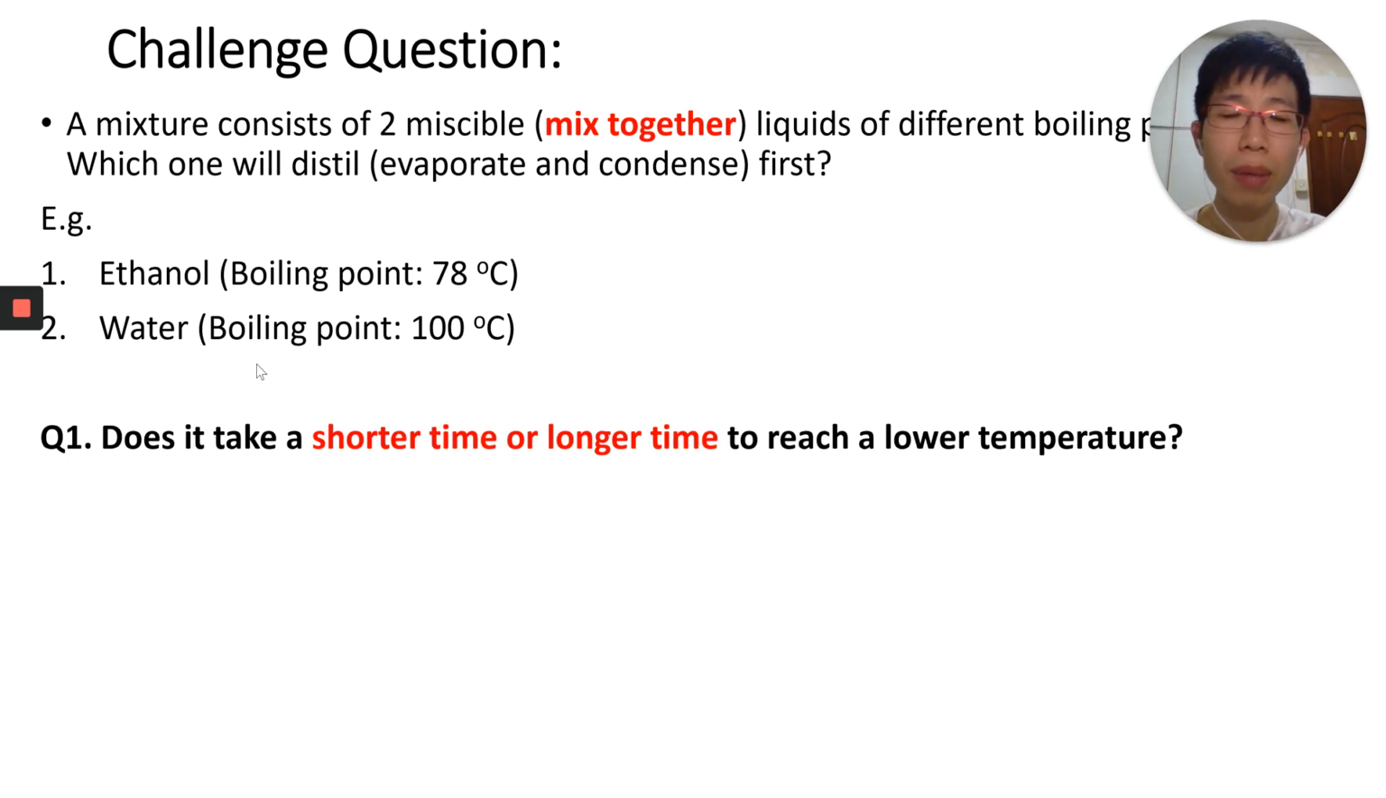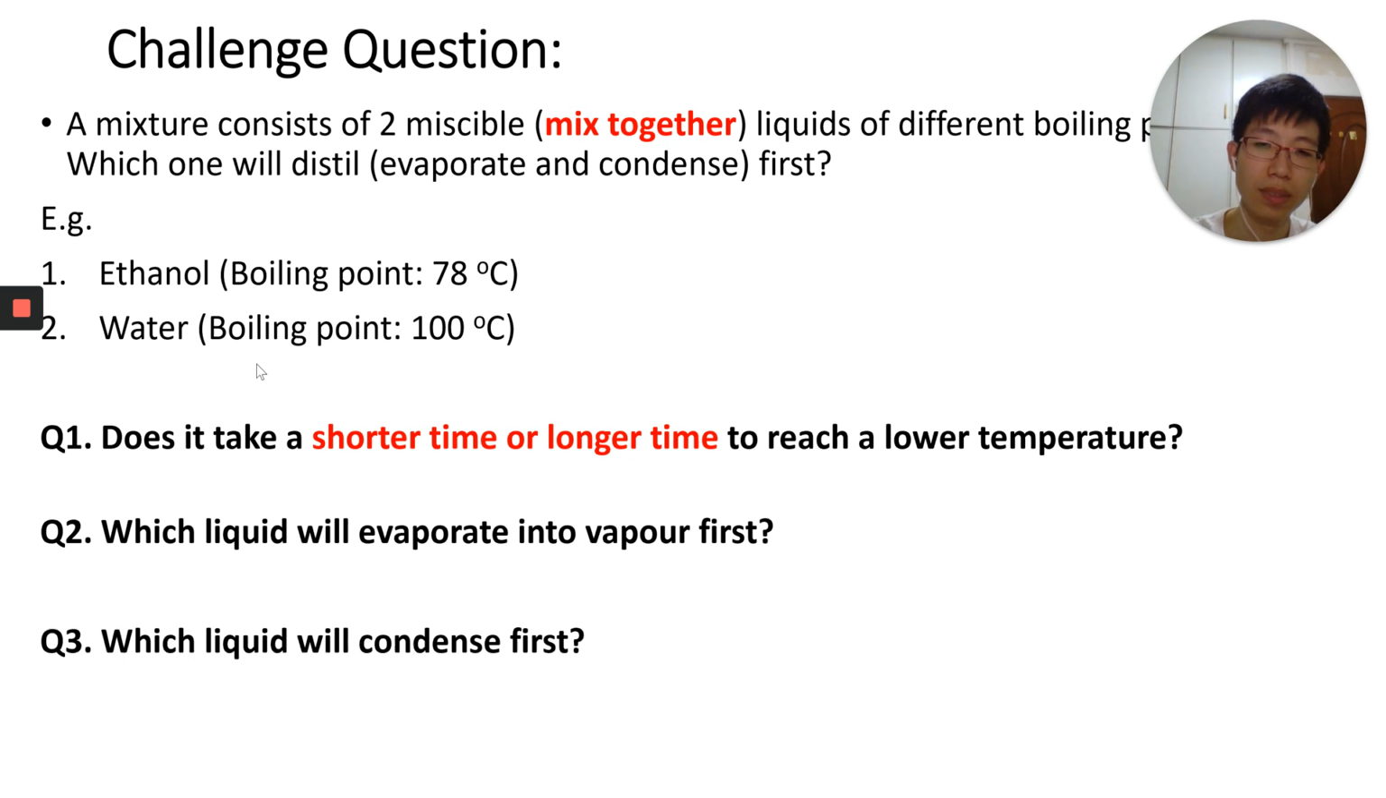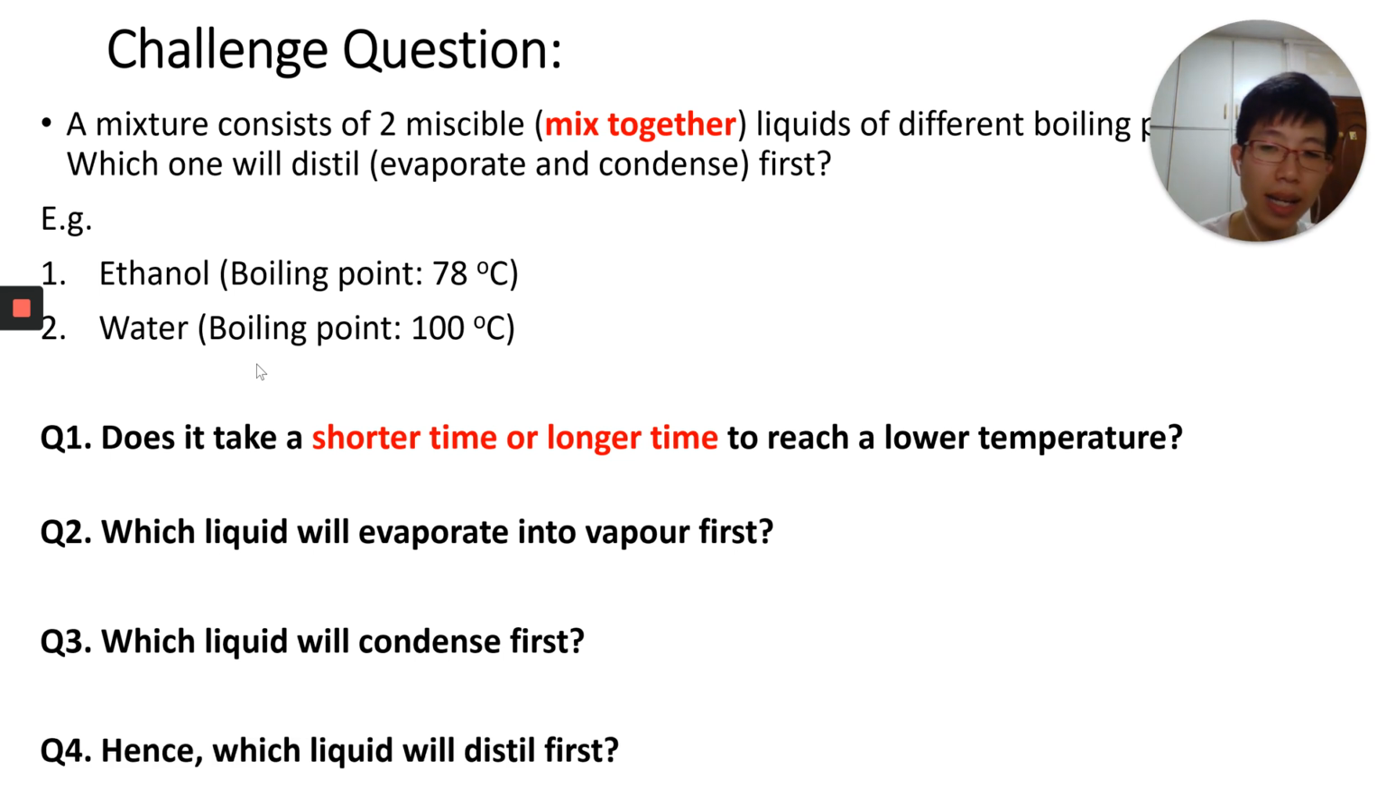So here are some questions to guide you on how to know which one you distill first. Does it take a shorter time or a longer time to reach a lower temperature? For example, is it faster or slower to reach a temperature of 78 degrees Celsius as compared to 100 degrees Celsius? Which one will take a shorter time to reach the temperature, 78 or 100? And the next one, which liquid will evaporate to vapor first? Is it the ethanol at 78 degrees Celsius, or is it water? And which liquid will then condense first? And lastly, this will help you answer the question of which liquid will distill first.